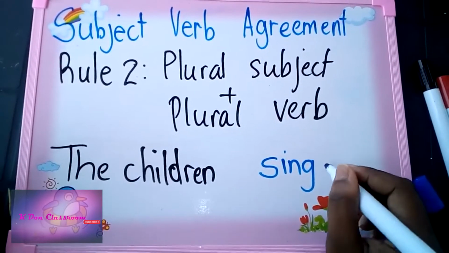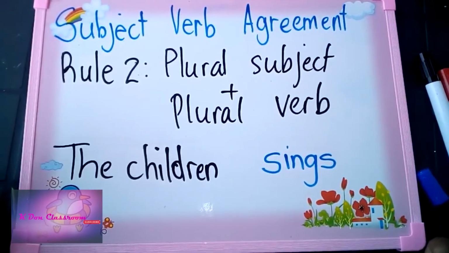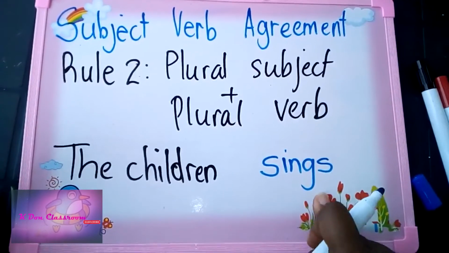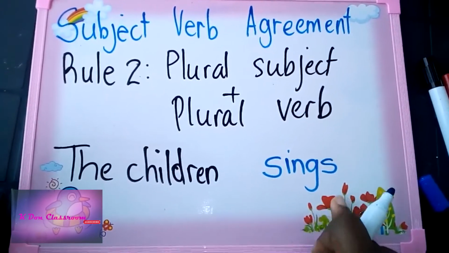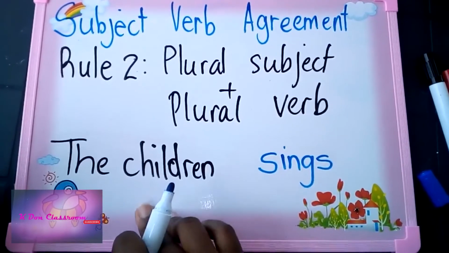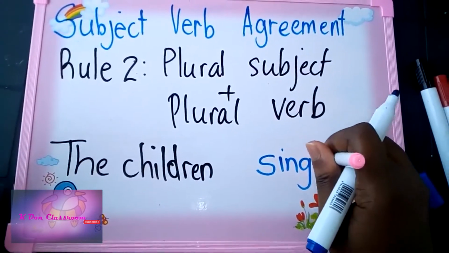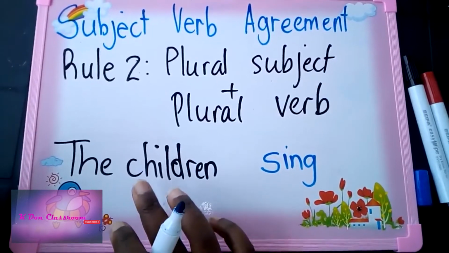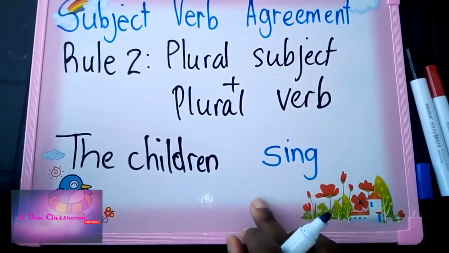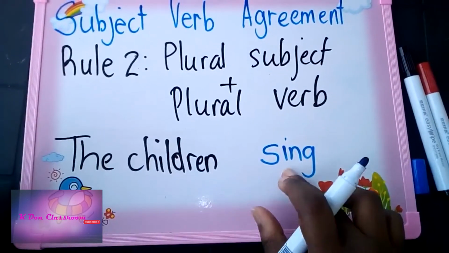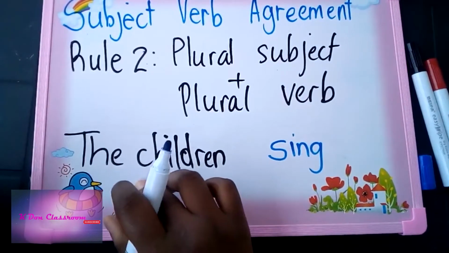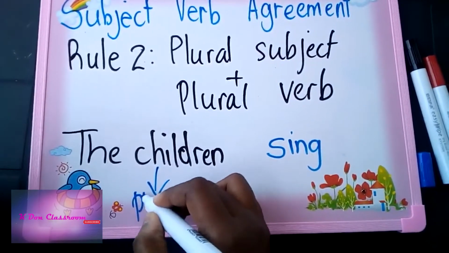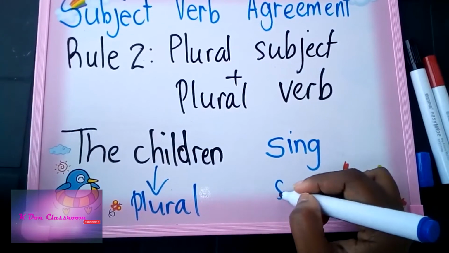Can I say the children sings? No, I can't, because the children is plural and sings would be singular. So to make sings plural with children, I will have to remove the letter S from my verb. So it becomes the children sing. So now we have both subject and verb agreeing with each other. Both of them are plural.